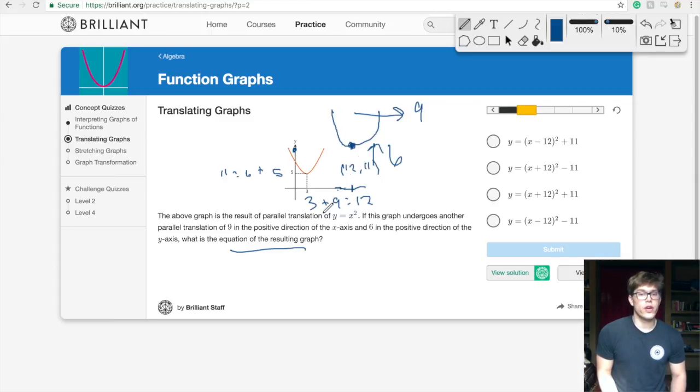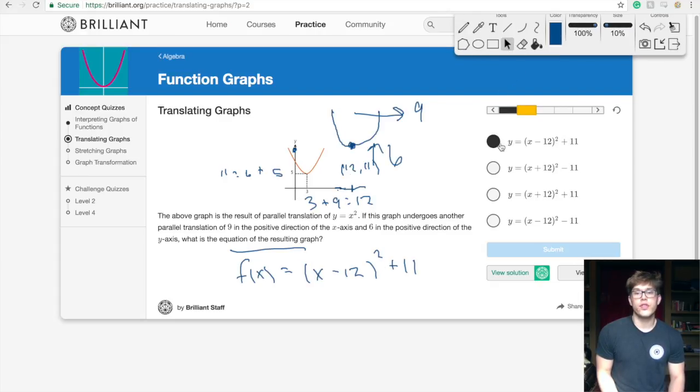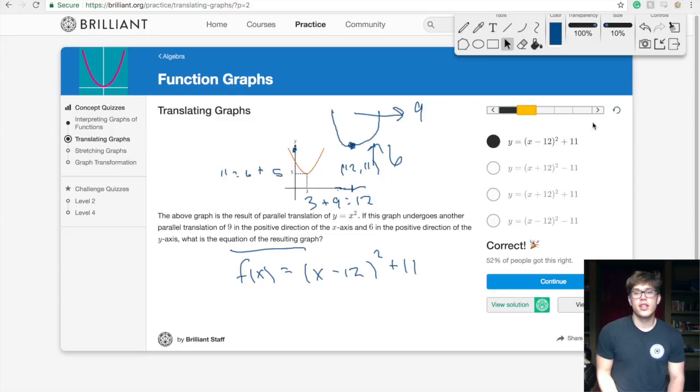So what is the function for this graph? Well, it's going to be f of x equals x, now we've moved over to the right 12, so minus 12 squared, and we've moved up 11 units, so plus 11. x minus 12 squared plus 11. This first answer choice looks great. Excellent.